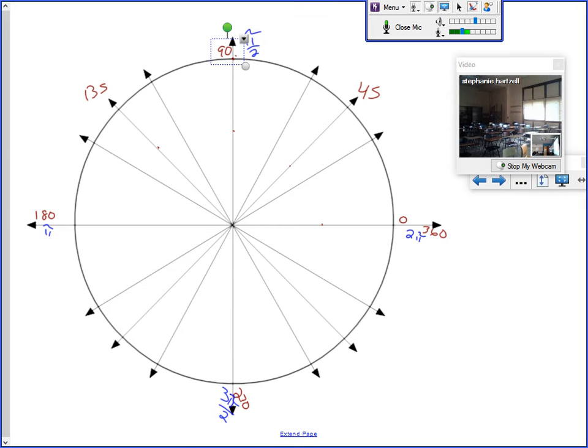135. Add 90, add 45, you got 180. Then we had 225, 270, 315, and 360. That's how we were able to count all of the angles by 45 degrees.